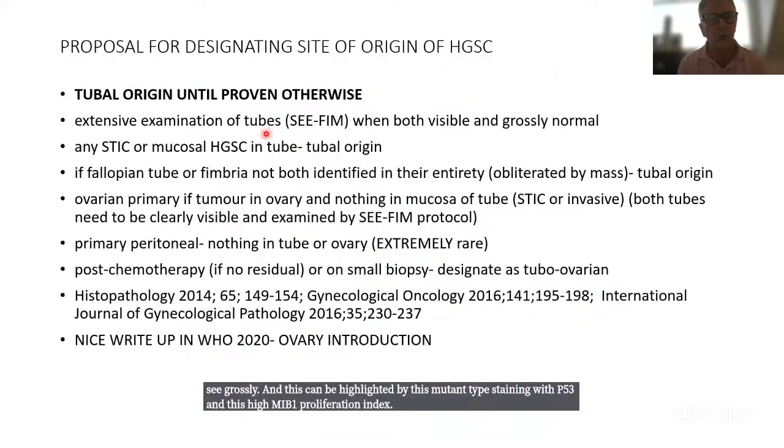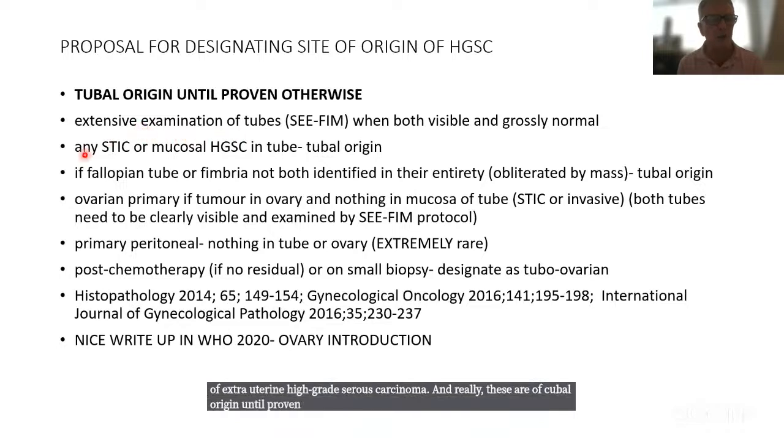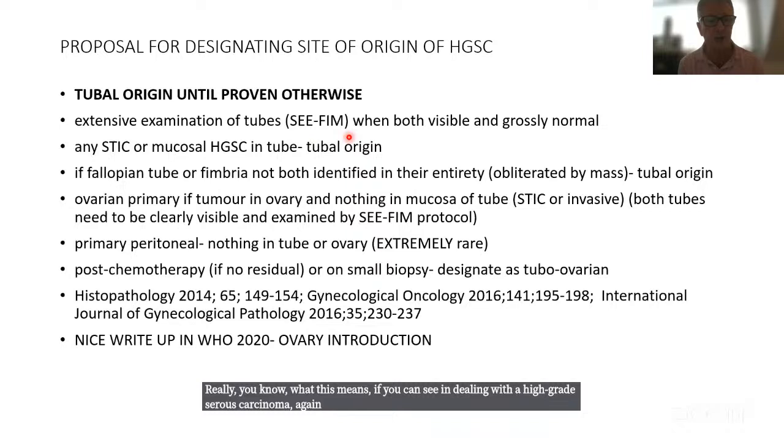And we have proposed these proposals for designating the site of origin of extrauterine high-grade serous carcinoma. And really, these are of tubal origin until proven otherwise. So really, what this means, if you can see in dealing with a high-grade serous carcinoma, again, you may not know you're dealing with a high-grade serous carcinoma, but you often have a clue, because these are often the tumors which are very widely disseminated.